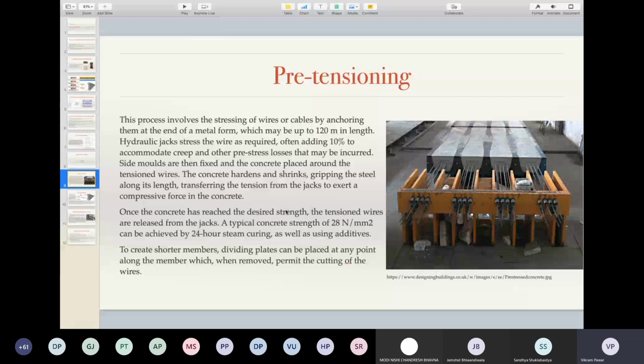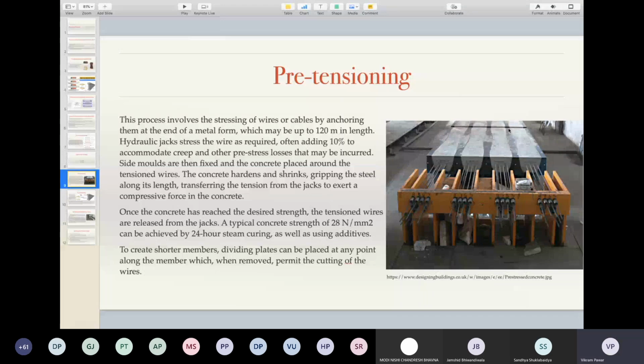A typical concrete strength of 28 newtons per millimeter square can be achieved by 24-hour steam curing as well as using additives. To create shorter members, dividing plates can be placed at any points along the member, which when removed permit the cutting of the wires. So these are the positions of the dividing plates.